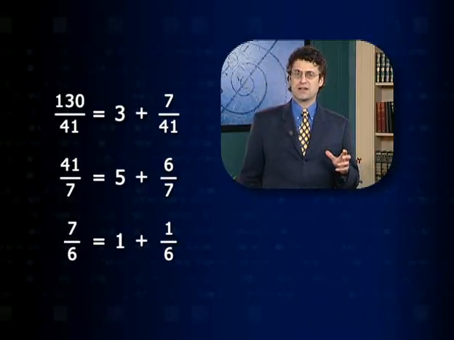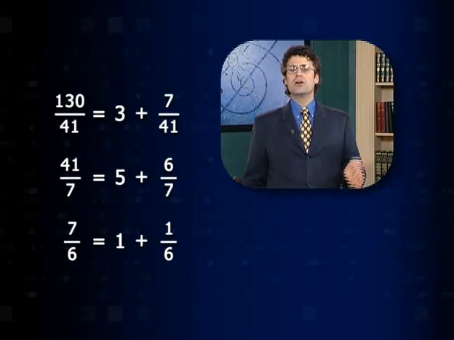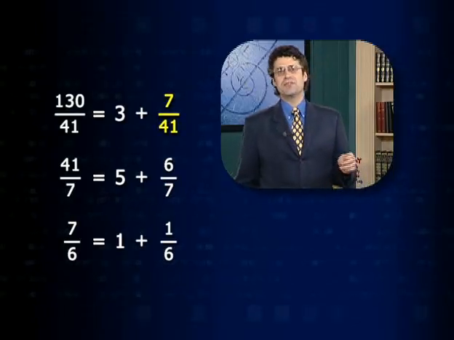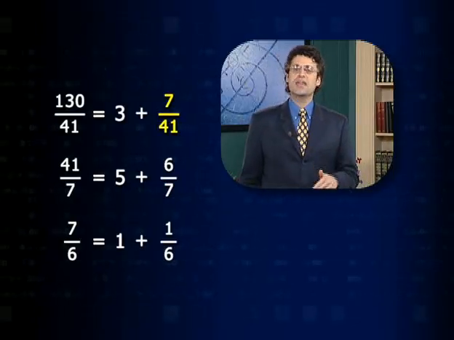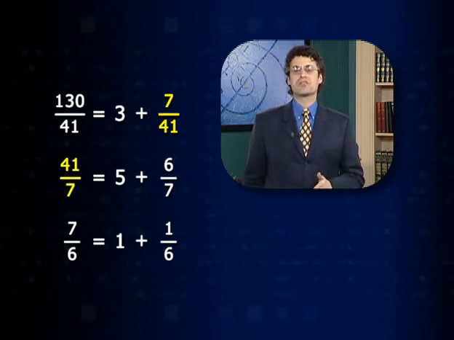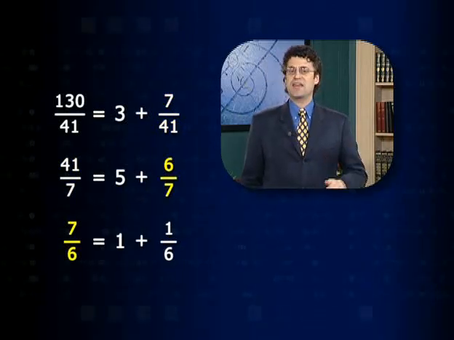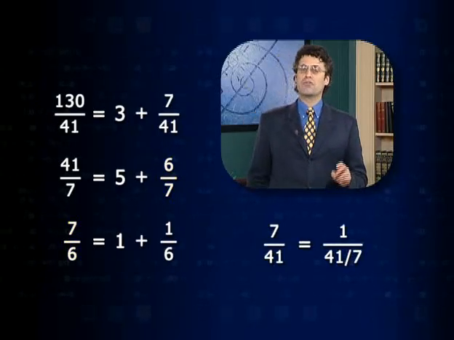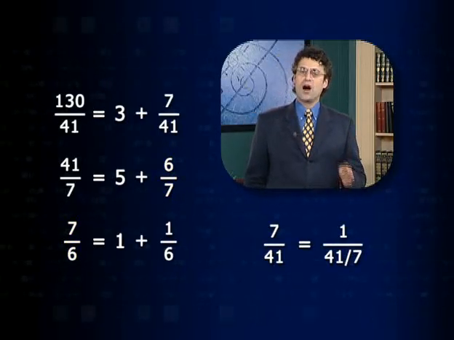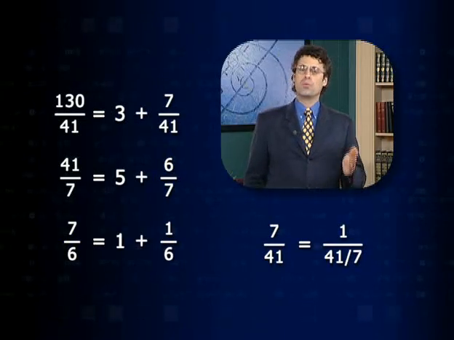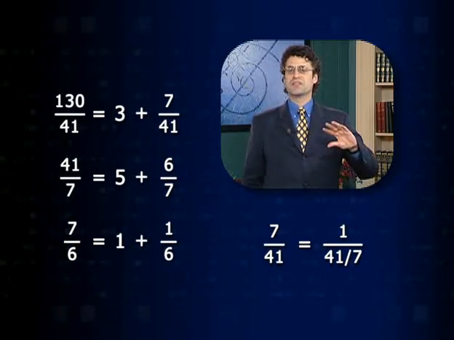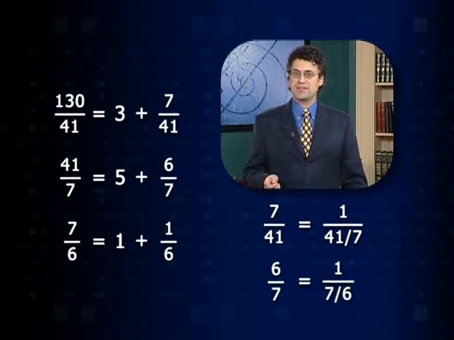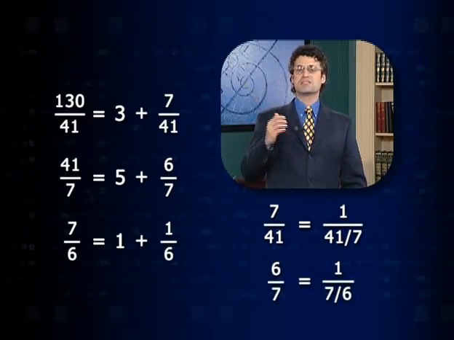Ratios are appearing here on these equations, and also their reciprocals appear as well. For example, we see 7 over 41, and then later we see 41 over 7. 6 sevenths, and then we see 7 sixths. In fact, 7 over 41 equals 1 over 41 sevenths. In other words, that's a reciprocal of the other number. And 6 sevenths equals 1 over 7 sixths.